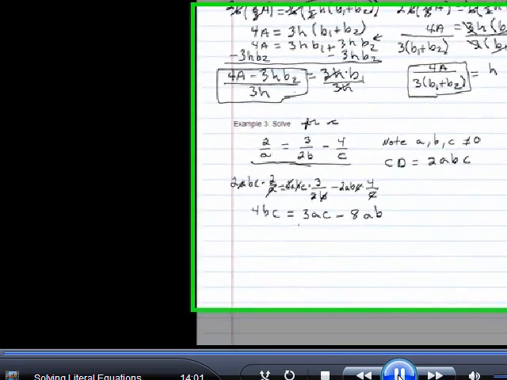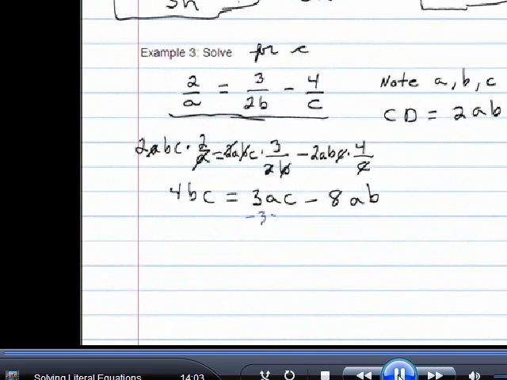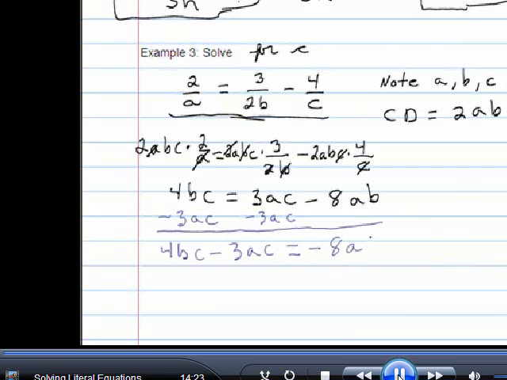I'm going to move the 3ac term over to the left by subtracting 3ac from both sides. My pen doesn't seem to be producing quite as nice an image as it did before, but that's okay. So we have on the left side 4bc minus 3ac, and on the right side we have negative 8ab.